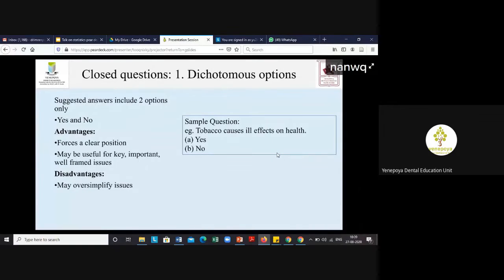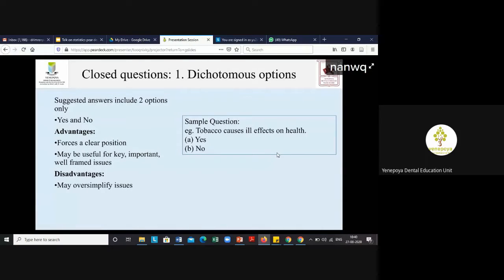If I had given an open-ended question, tobacco causes ill effects on health, people who consume tobacco would have told you, you are lying to me. People who are against tobacco would tell you, you are a biased person. So they can write whatever they want. Does it help my research? No, it does not. So this is the advantage of giving a closed-ended question, and that too with a dichotomous option.